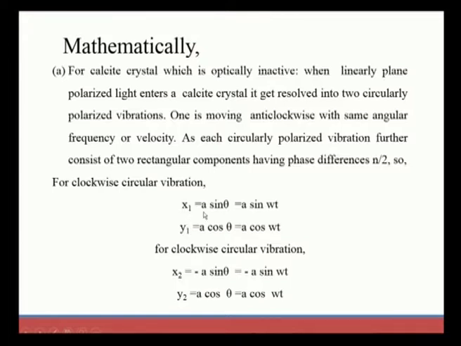So, x1 is equal to a sin theta, that is a sin omega t, and y1 is equal to a cos theta, a cos omega t. And again for the anticlockwise circular vibration, x2 is equal to a sin theta, that is a sin omega t, and y2 is equal to a cos theta, a cos omega t.